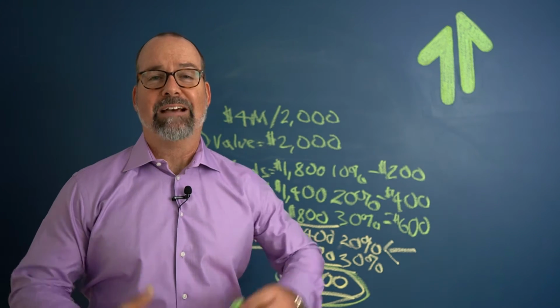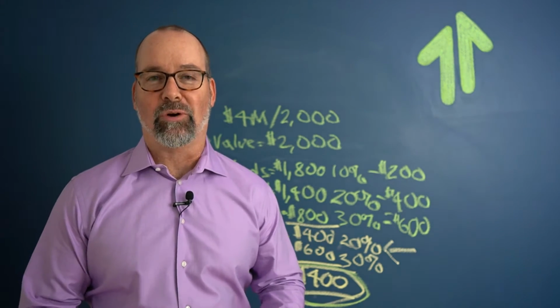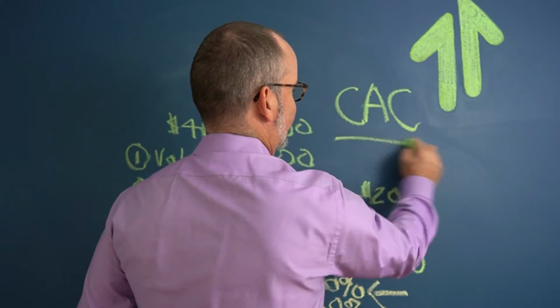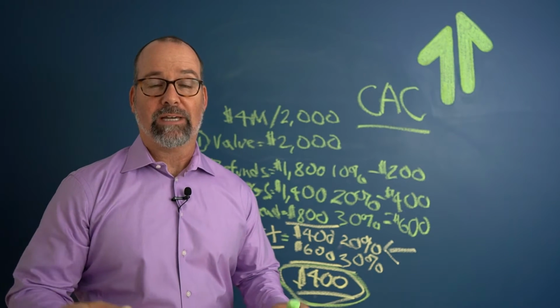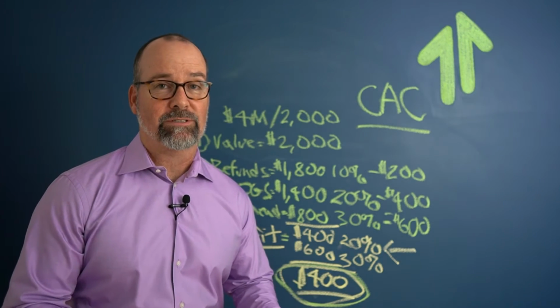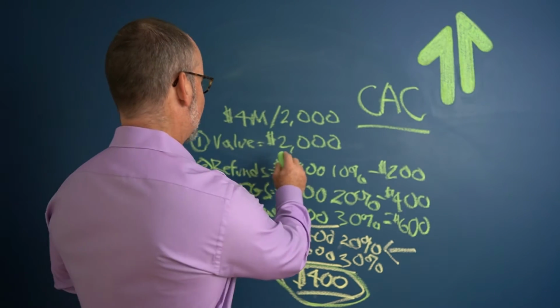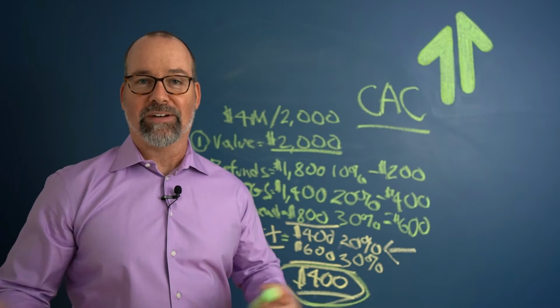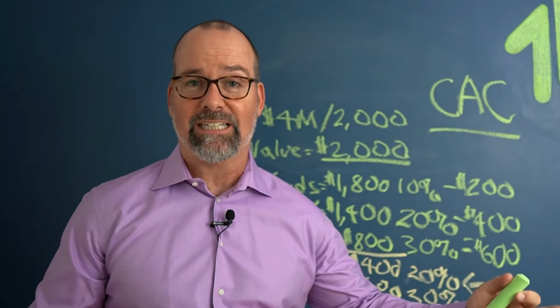Most online businesses have no idea how to determine how much they should pay to acquire a customer, or something known as CAC. Now, if you have a $4 million business and you have 2,000 customers, your value of one single customer is $2,000. 4 million divided by 2,000 equals $2,000. Now that's in an entire year.